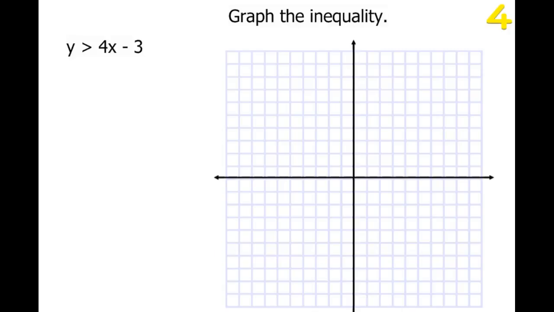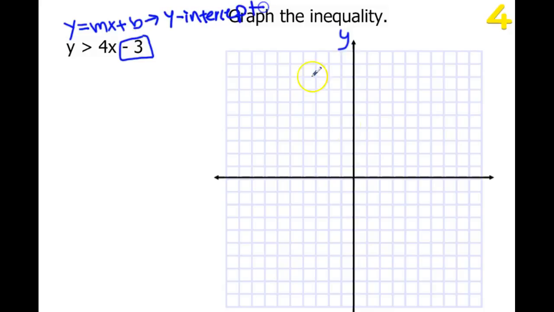So let's graph this inequality. This is already in the form y equals mx plus b. So we're beginning our graph at -3 on our y-axis. Remember, b is our y-intercept, where we're crossing the y-axis, at down 1, 2, 3. And then our slope, m, is how we move, always as a fraction, rise over run.